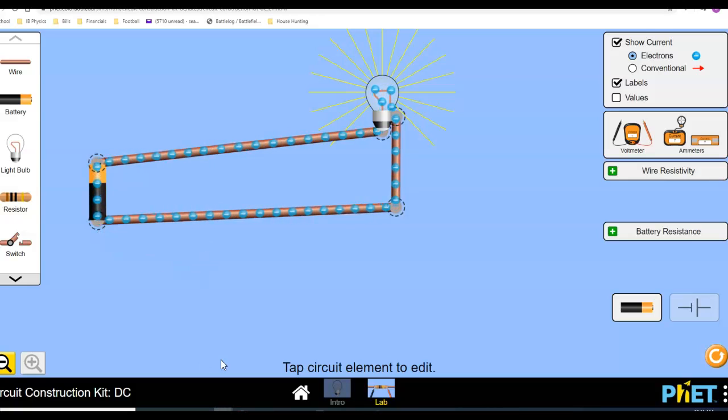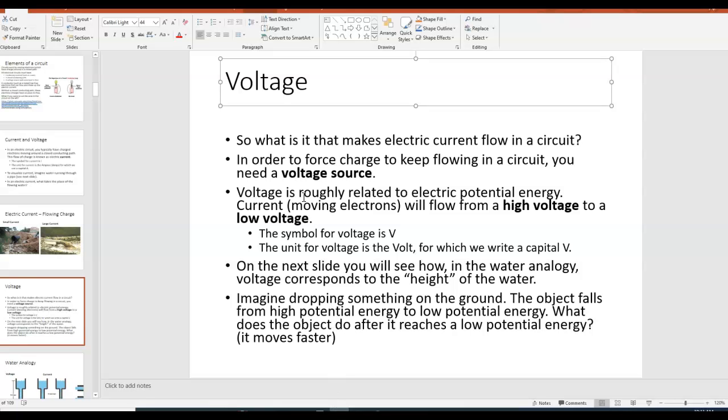Okay, and so this brings up the concept of voltage. You can think of current as basically having to do with how quickly those electrons are flowing. Voltage is what makes the current actually flow. So that's why I said before, in order to force charge to move in a circuit, you have to have what's called a voltage source.